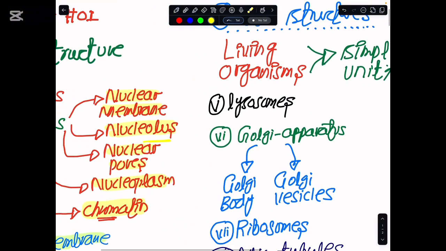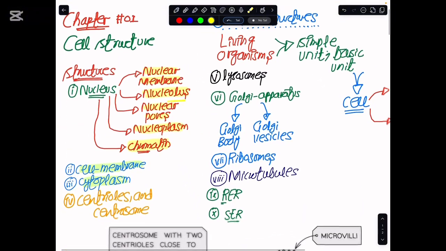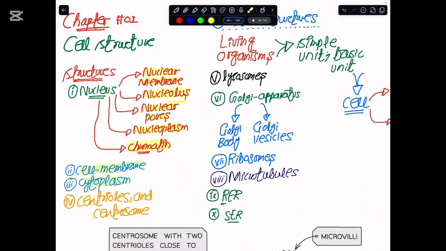Now, let me quickly take you toward how the animal cell structure looks. It has a living mass in it, and that living mass collectively comprises the nucleus, the cell membrane, and the cytoplasm. These three components collectively make the protoplasm.